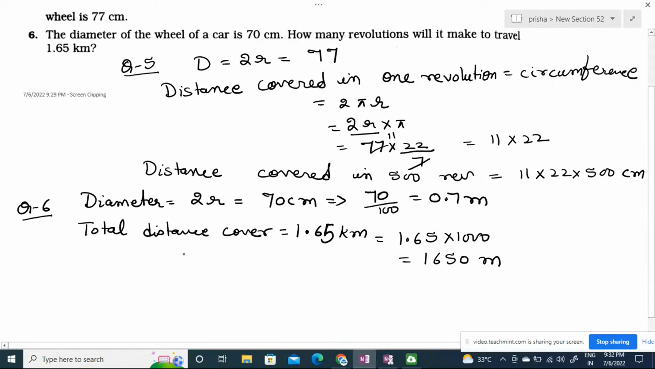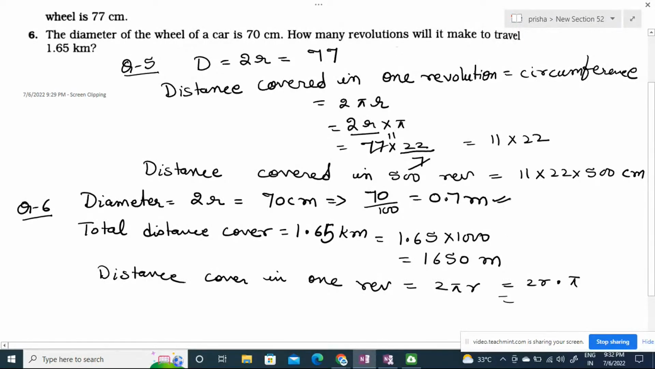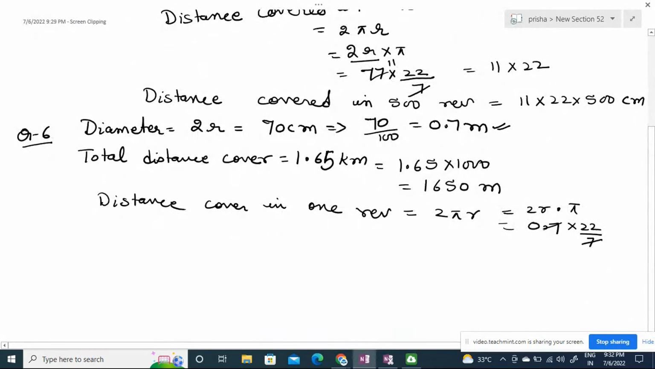Clear? Now, distance covered in one revolution is equal to 2 pi r. That is 2 into r into pi. Now the value of 2r is 0.7. So we put over here 22 by 7. Both of them get cut. So it becomes 0.1 into 22, that is 2.2 meters.